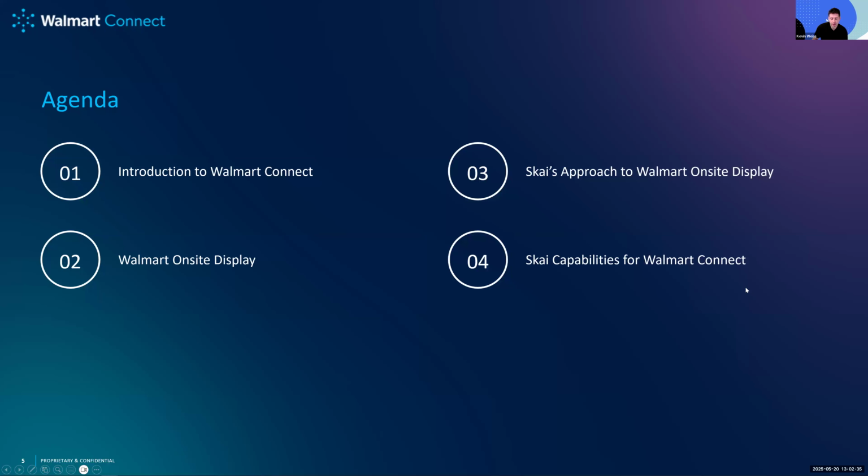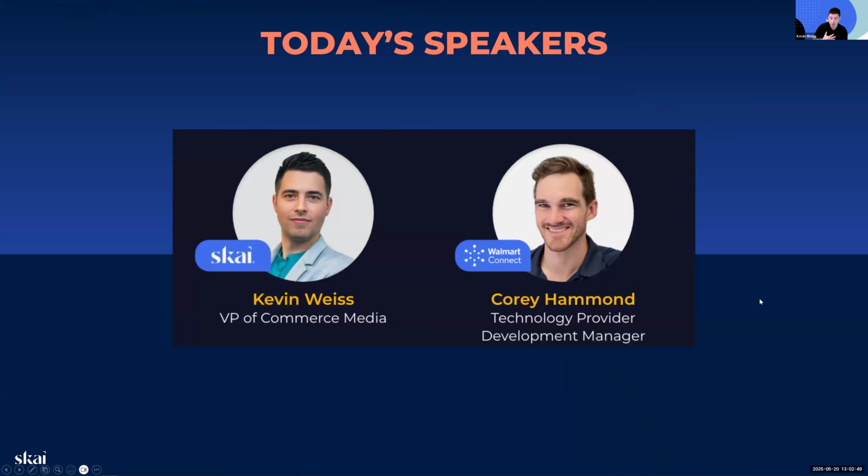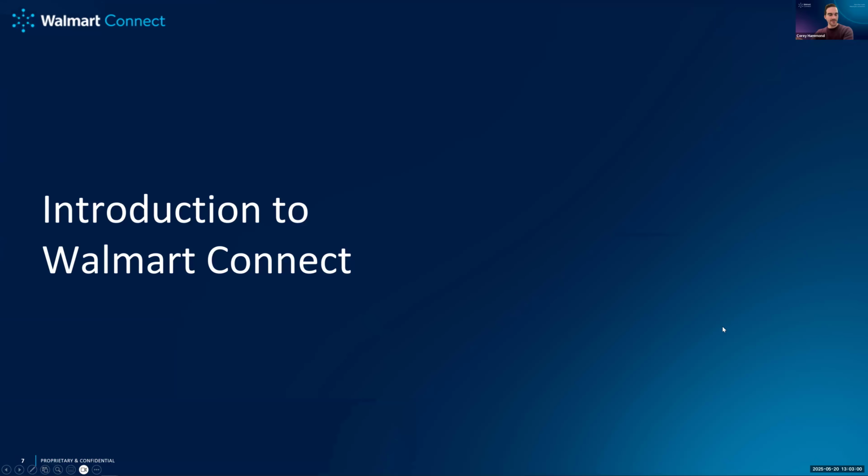All right, now that the housekeeping is done, let's share the agenda. We'll break this up into two parts. So the one on the left, the one on the right, we'll get a helpful primer on Walmart Connect and Walmart On-Site Display, and then we'll focus on Skai's approach and capabilities. You'll hear from me, Kevin Weiss, VP of Commerce Media from Skai, and the brilliant Corey Hammond from Walmart Connect. So I'm going to hand it over to Corey. Take us away. Thanks so much, Kevin.